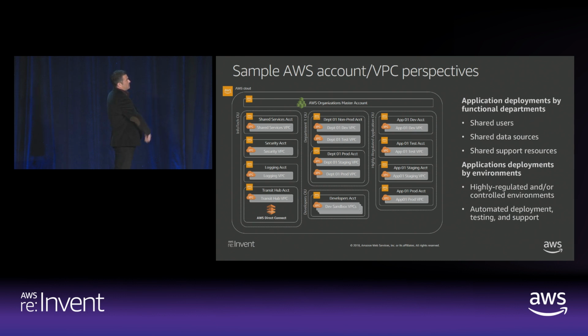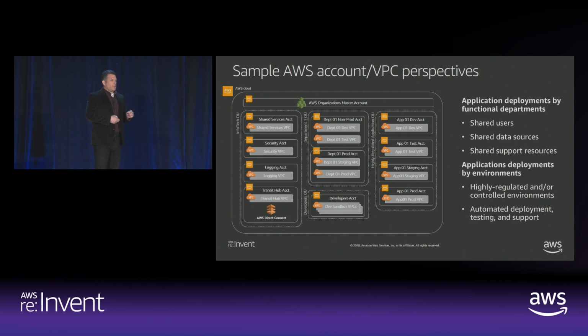Another way is by the application. If we've got an application that's highly regulated and we need different controlled environments, we can do that, and that's represented on the right side of the diagram here. So, application deployments by functional departments: shared user base, shared data sources. Do all these applications use the same data, the same database? It makes sense to group them up. Shared support teams, shared support resources. We have the same core group of people supporting these three or four applications and a shared database. It makes sense, right? Put them together.